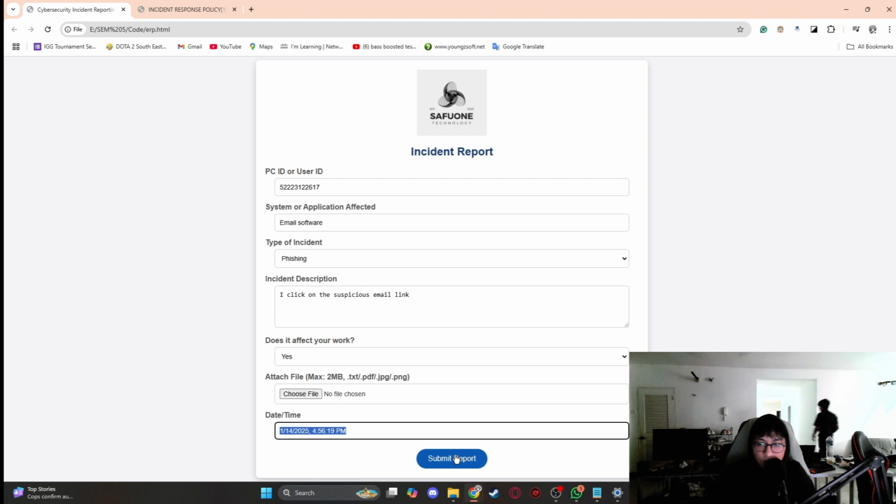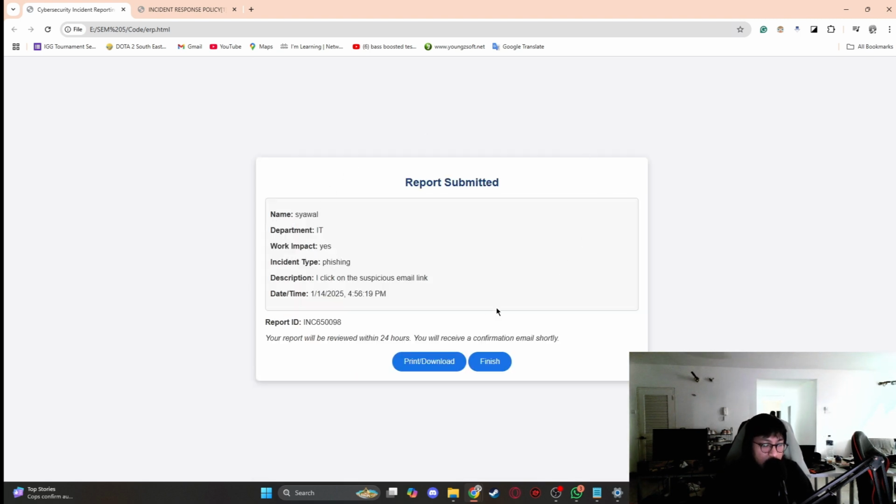And then after you click the report submit, it will summarize everything, such as your name, your department, your work impact, the incident type, description, and everything. And it will also give you a report ID. The incident response form also assures you that your report will be reviewed within 24 hours, and you will receive a confirmation email shortly to ensure that the work can continue.